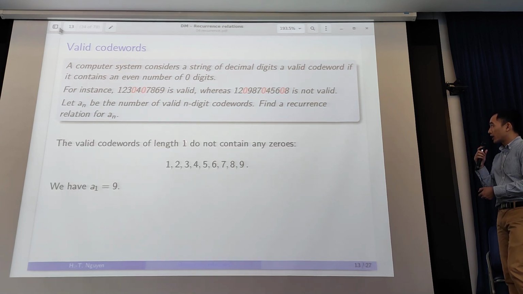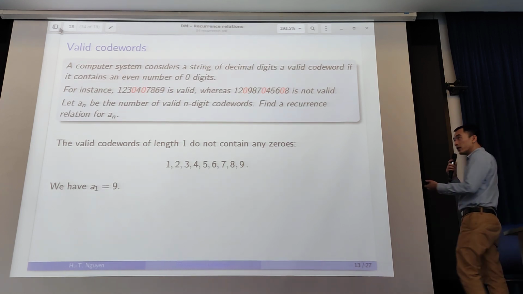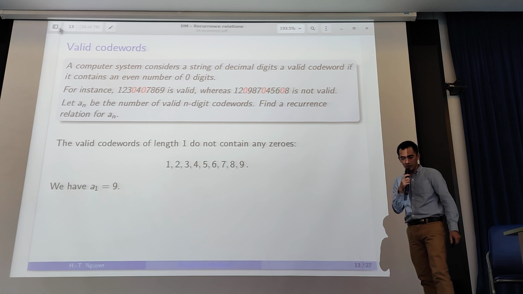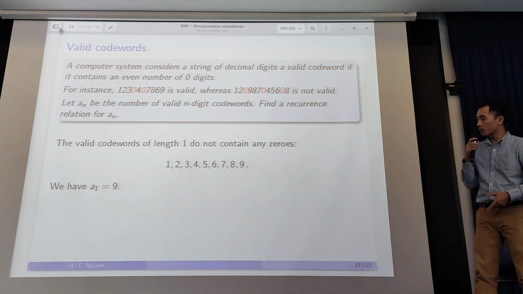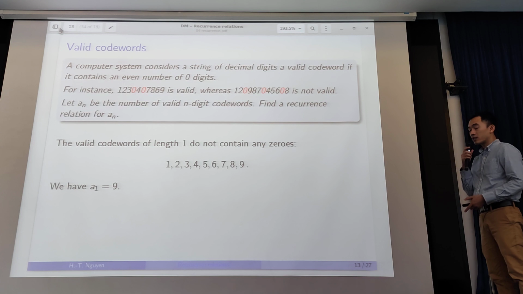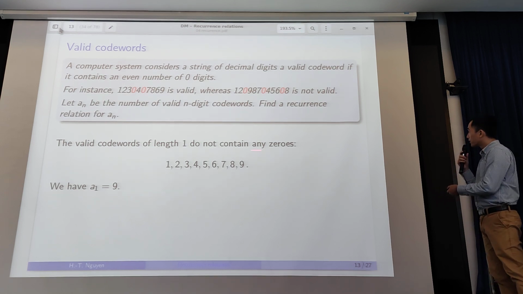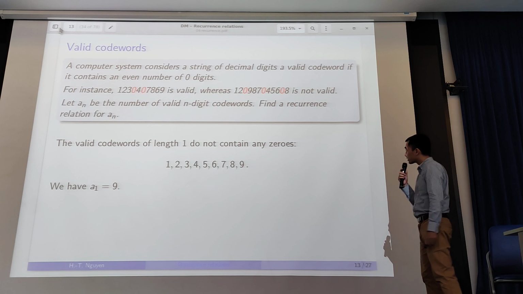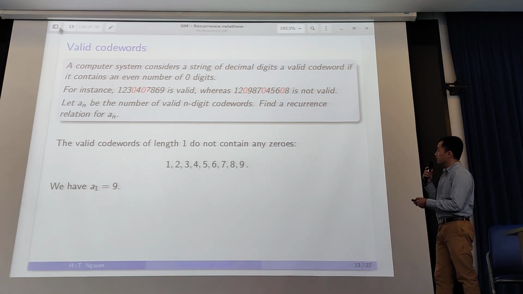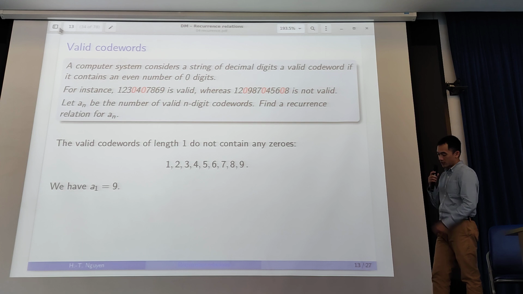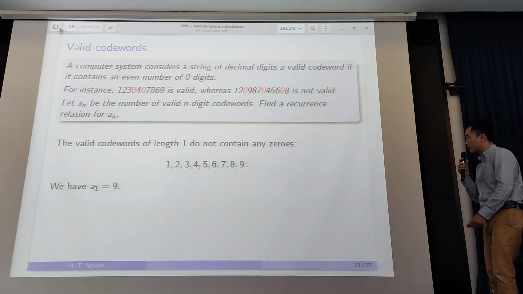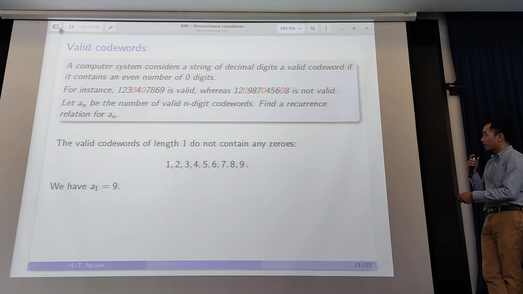So for n equal to 1, it is easy. Okay? The word length is 1, and if the code word is valid, then it can only contain 0 zeros. Okay? Because you want the number of zeros to be even, and here you have only 1 character, so you have no zeros at all. And so the valid code words of length 1 are these code words, and you have a1 equal to 9. Okay?